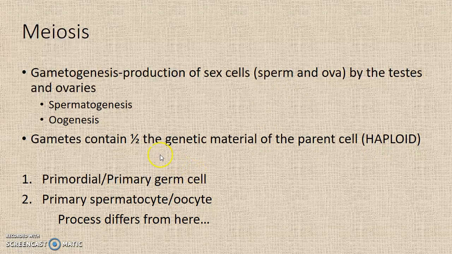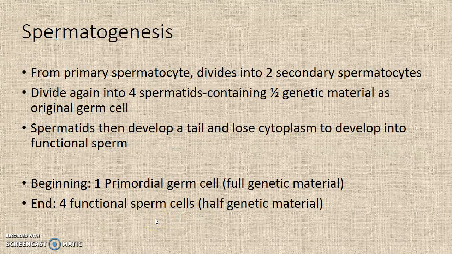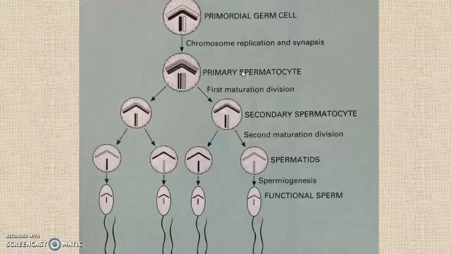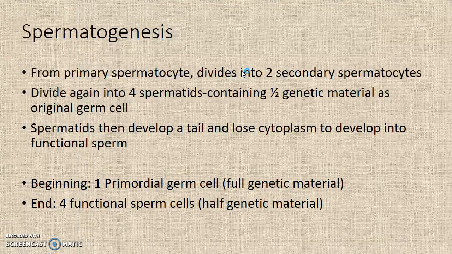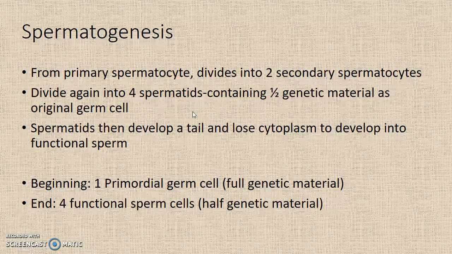So everything between these two, spermatogenesis and oogenesis, is the same for the first two steps, primordial germ cell and primordial oocyte. But then from there, the process differs. In spermatogenesis, it divides from a primary into two secondary, and then it divides again into four spermatids containing half the genetic material. Again, that's called haploid.